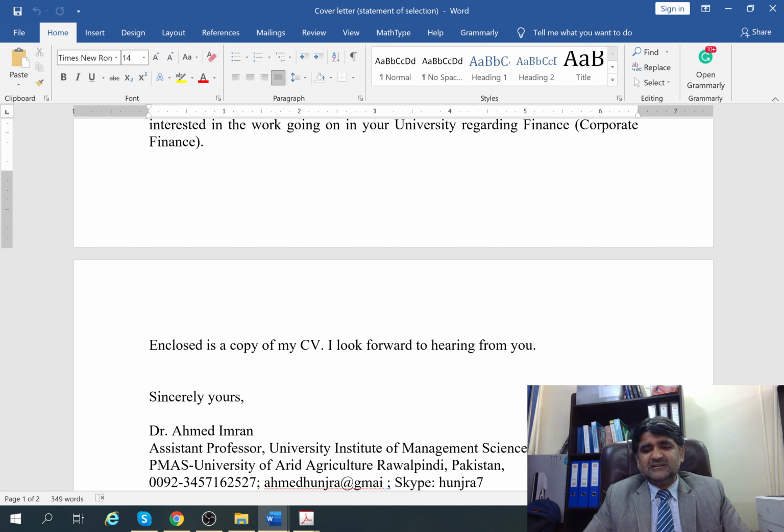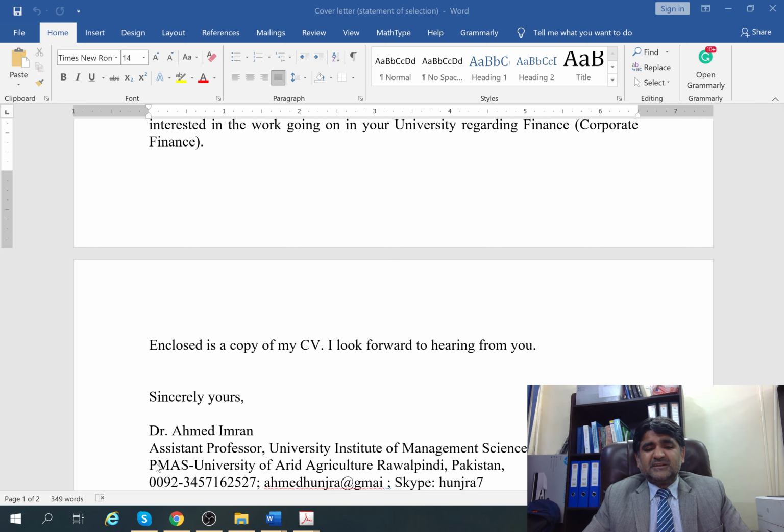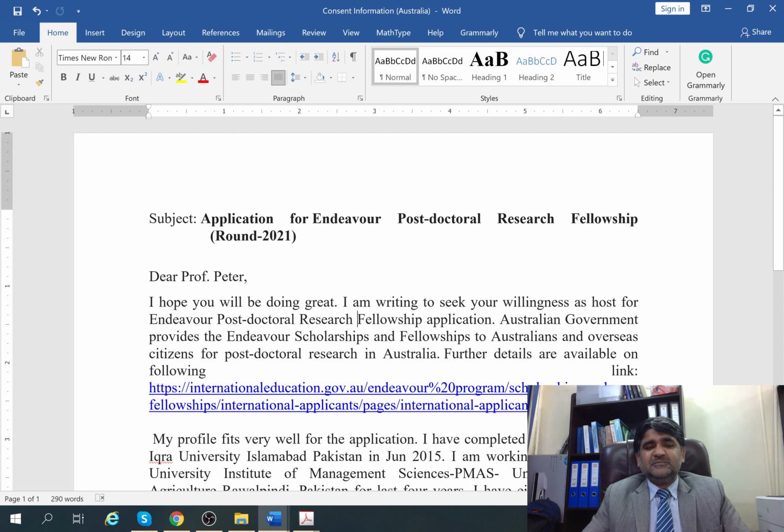One is the cover letter, the general cover letter. Second is the university-specific cover letter. Third is the CV, and the fourth one is the accomplishment statement. And the other part is how we can write the email: what should be in the body of the email while we are sending it to a professor, what we have to write.